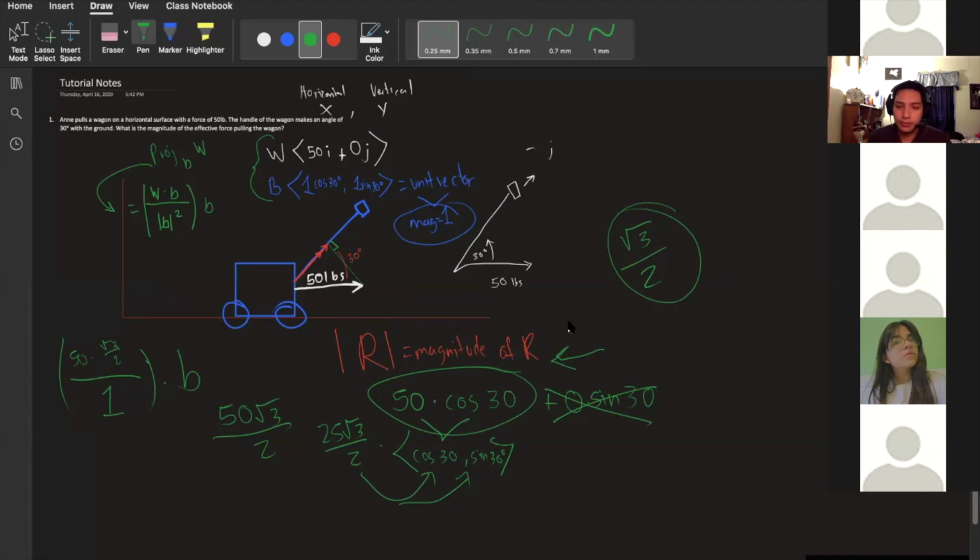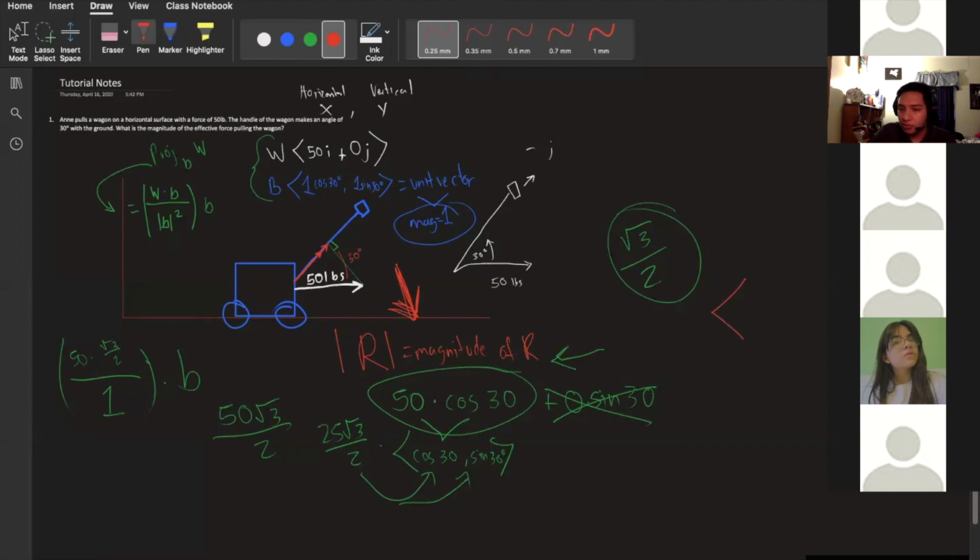The projection B of W. Yes, but I'm using this to find something very specific. I'm looking for the magnitude of r. So I'm not looking for the component form of r.